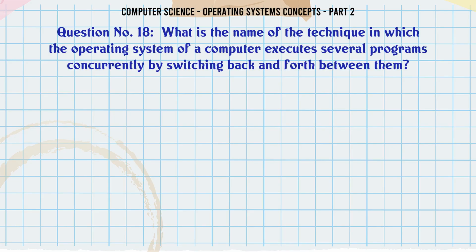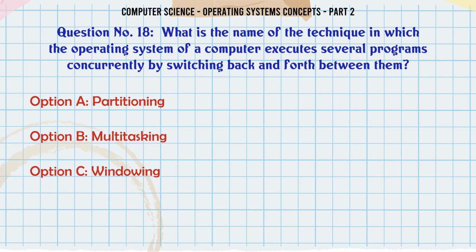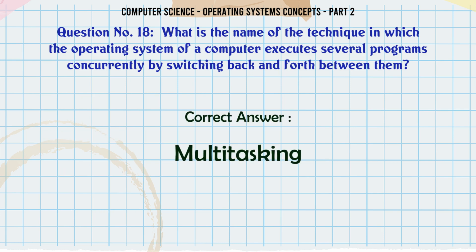What is the name of the technique in which the operating system of a computer executes several programs concurrently by switching back and forth between them? A. partitioning. B. multitasking. C. windowing. D. paging. The correct answer is multitasking.